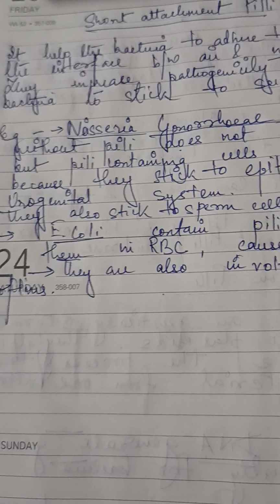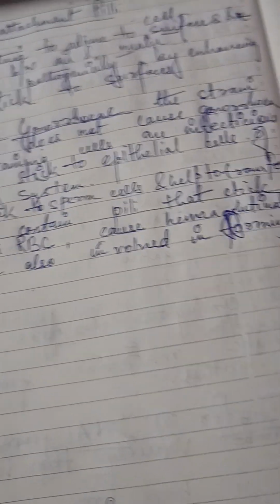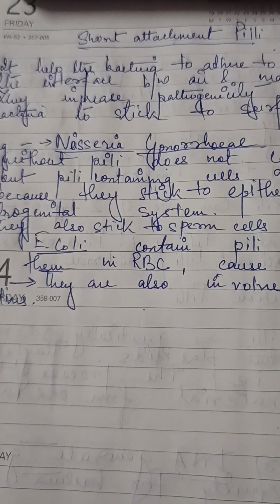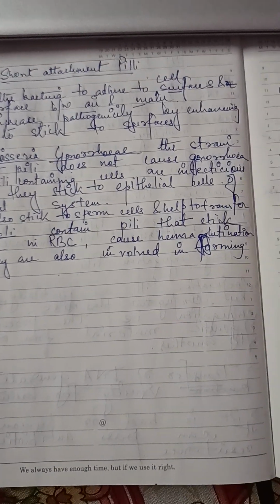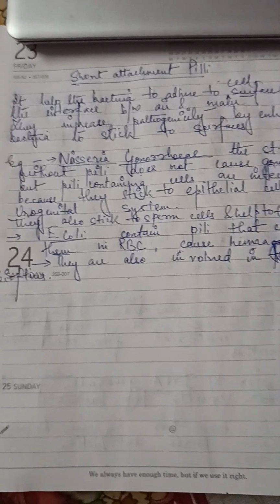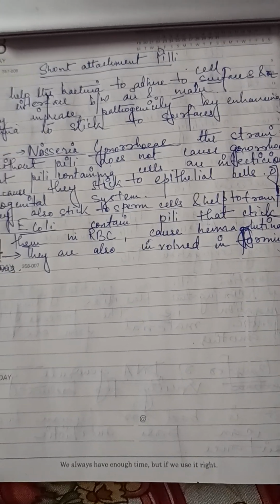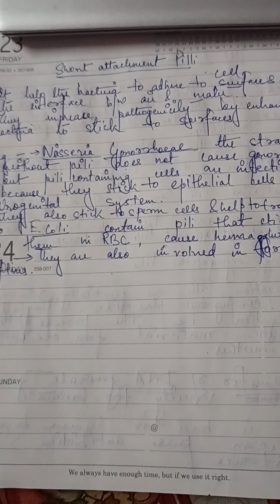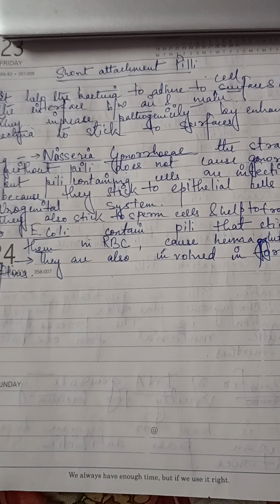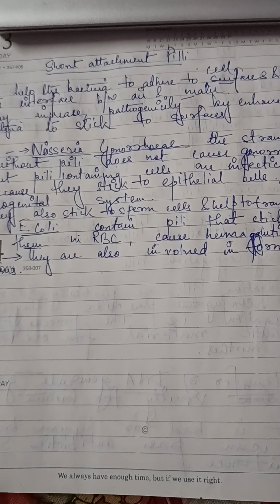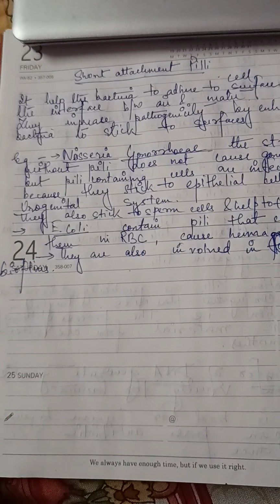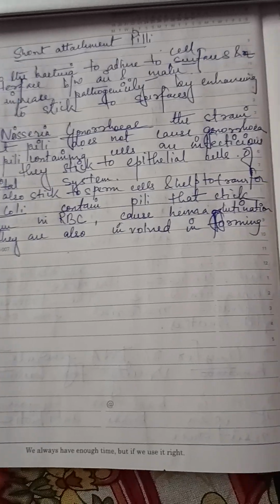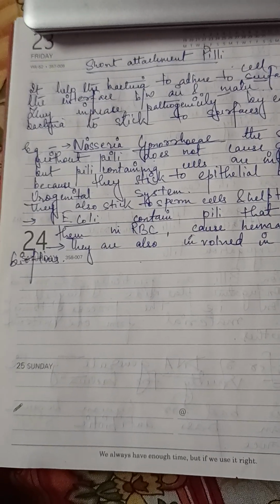Pathogenicity increases this way. For example, in Neisseria gonorrhoeae, the strain without pili does not cause gonorrhea, but pili containing cells are infectious because they stick to the epithelial cells of the urogenital system. They also stick to sperm cells and transfer from one to another.